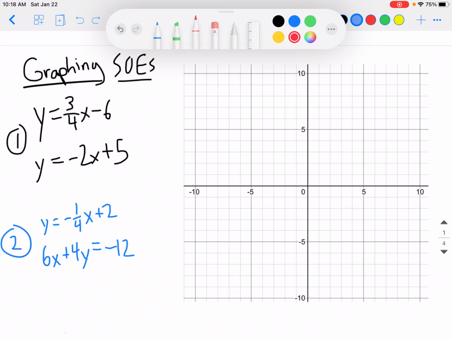Now, the graphing method works out great if you have a good clean graph. Maybe you're using a Desmos or GeoGebra graph to help you see what's going on. It also makes the work fairly straightforward and easy. So let's start off with number one.